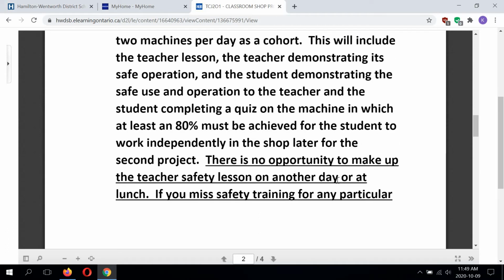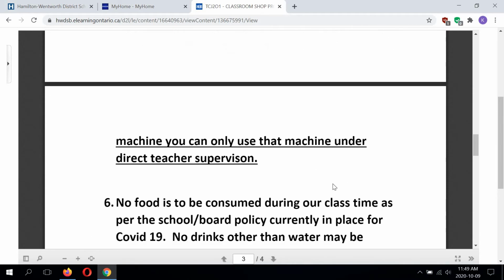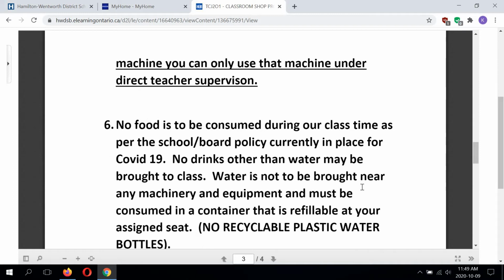So missing a day here, missing a day there, it's really going to impact how you're going to be able to work in our shop. I can't let you work independently on equipment if you've missed the training. You haven't seen me demonstrate the piece of equipment to you, and I have not seen you demonstrate using the piece of equipment to me safely. And then also the quiz must be achieved. That goes without saying.